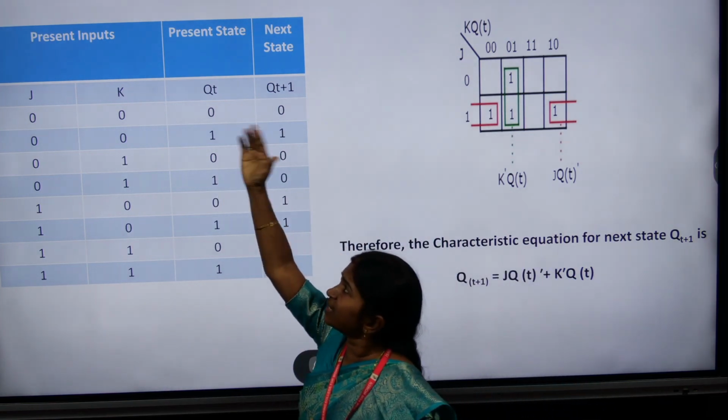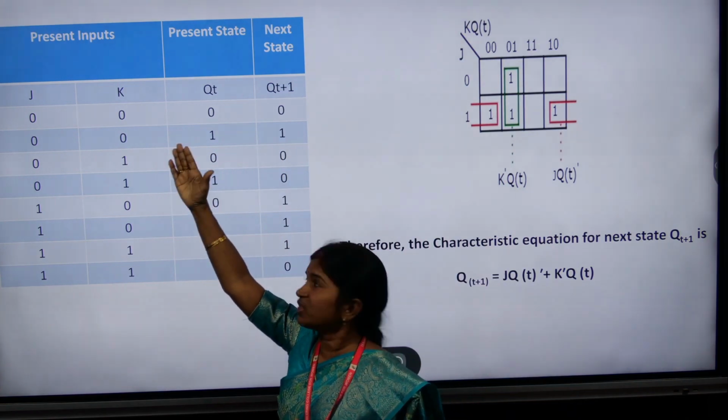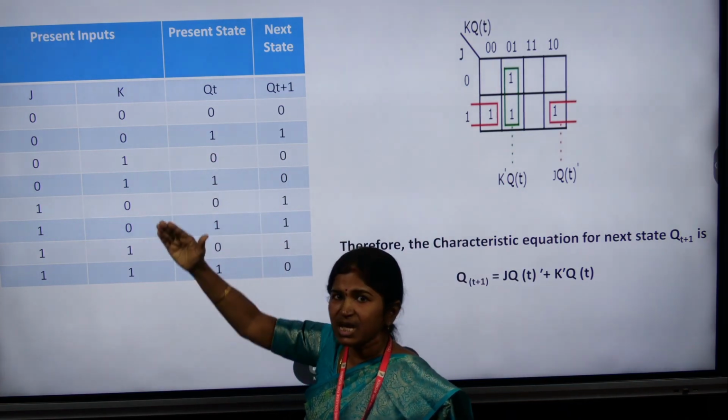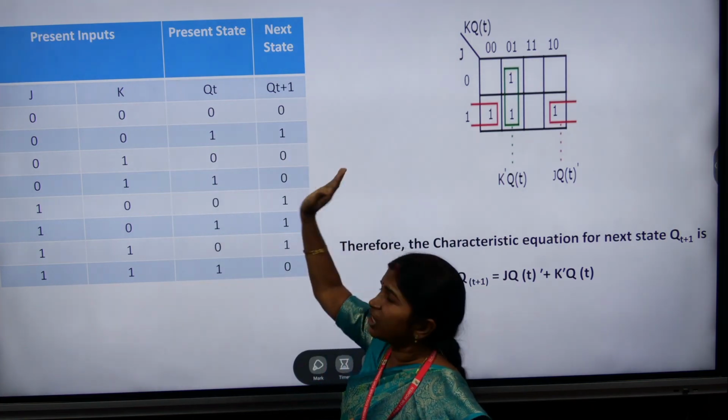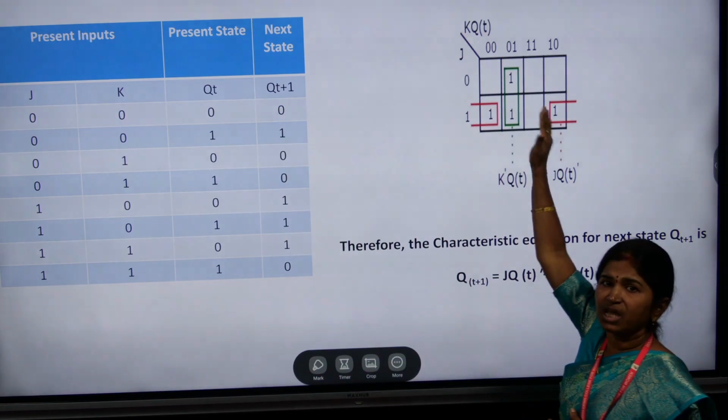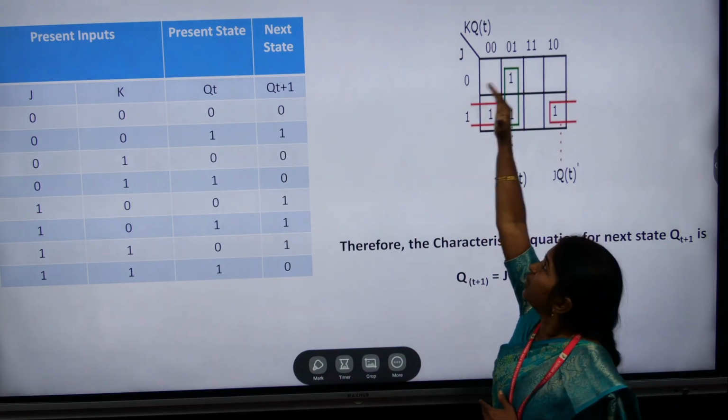So how many inputs are there again in the characteristic table? There are three inputs, J, K and the present state, J, K, Qt. These are the three inputs and only one output, Q of T plus 1, is there. So again we will go for the three variable K-map, J, K and Qt.